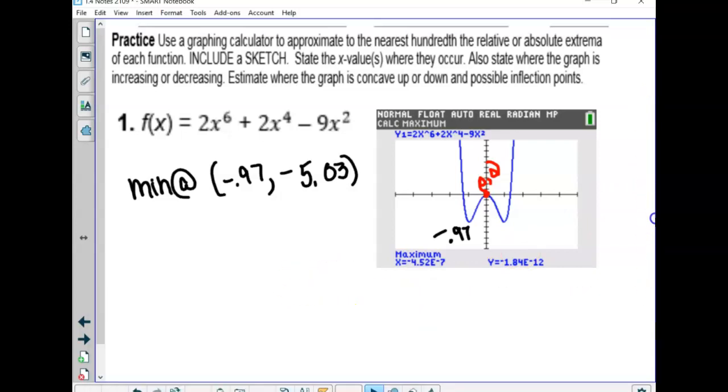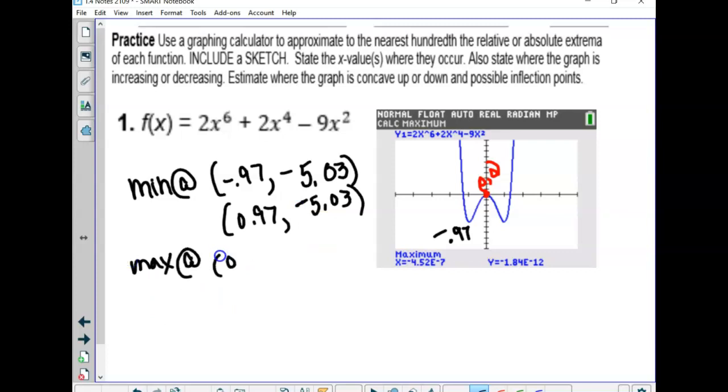So there is another one exactly the same distance to the right of the origin. So positive 0.97 and -5.03. And there was a relative maximum at 0, 0. Okay.